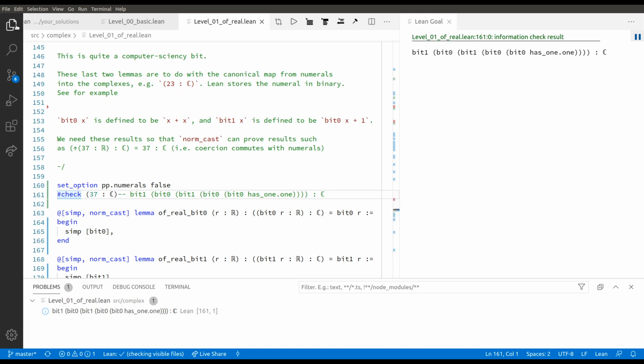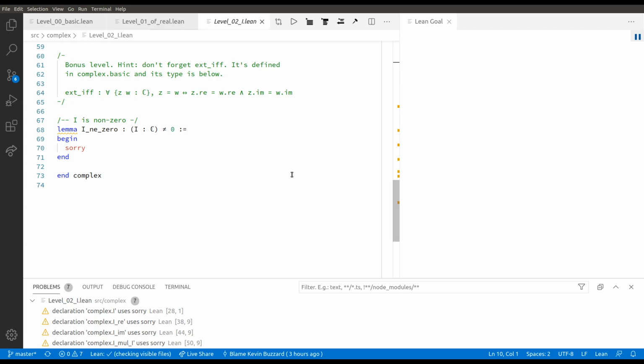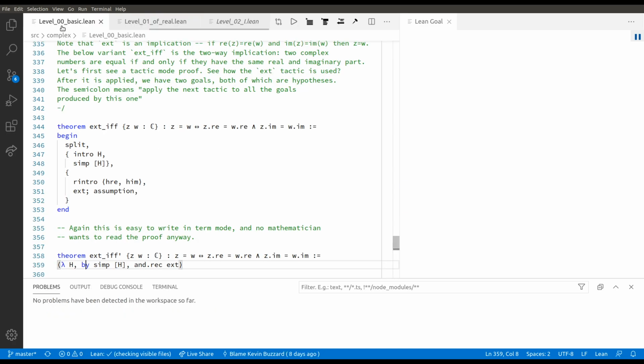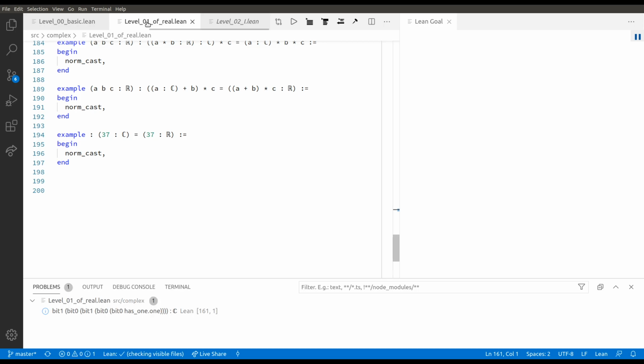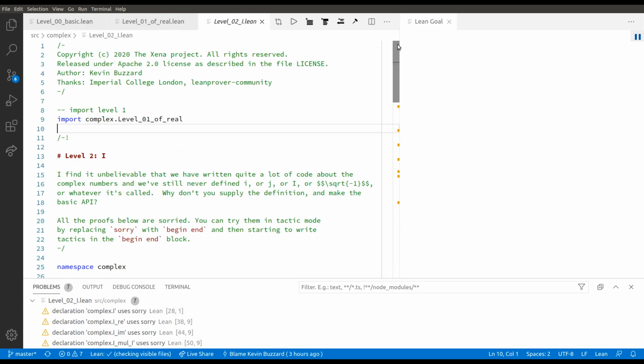And now if I go to level 2 here, so finally, how many lines have we got so far? So there's 200 lines of level 1, and there's 350 lines of level 2. So we've done 500 lines of complex numbers, and we still haven't defined the square root of -1, which I think is quite funny.